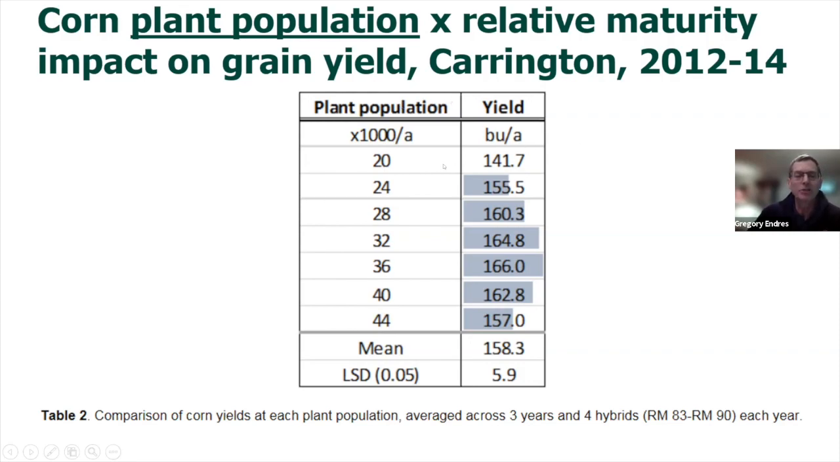And so we had populations ranging from 20 to 44,000 plants per acre, and the associated yield average across the 3 years of the study, and 4 hybrids per year with the relative maturity range as listed. What we found was statistically, we maximized the yield starting at 28,000, and then it went all the way up to 40,000. So 28 performed as well as higher plant populations.